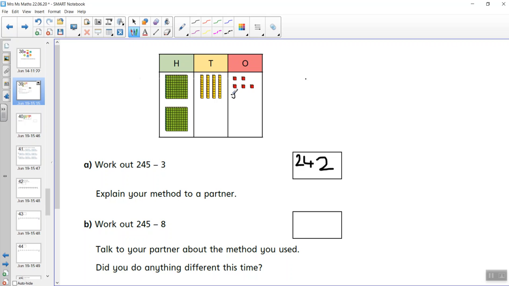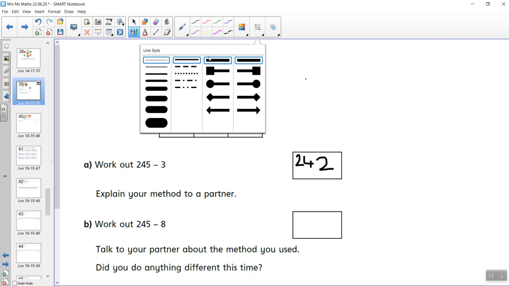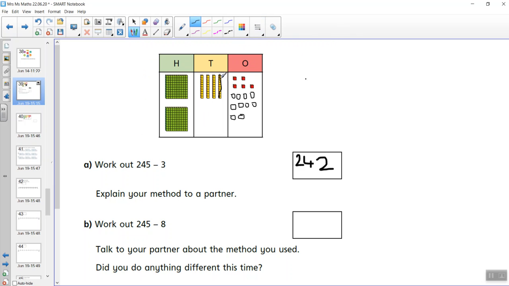1, 2, 3, 4, 5, 6, 7, 8, 9, 10. Let's check them. 1, 2, 3, 4, 5, 6, 7, 8, 9, 10. I'm going to cross that one out. It's a bigger line for that, I think. Crossed it out.